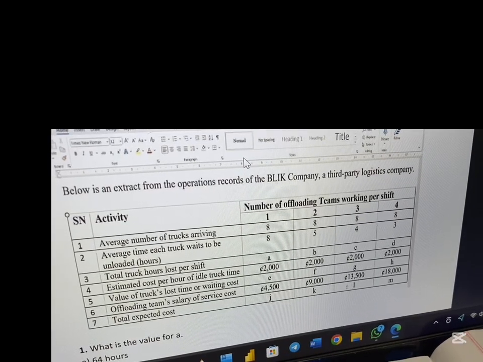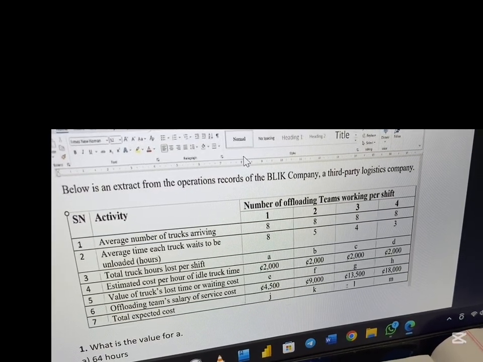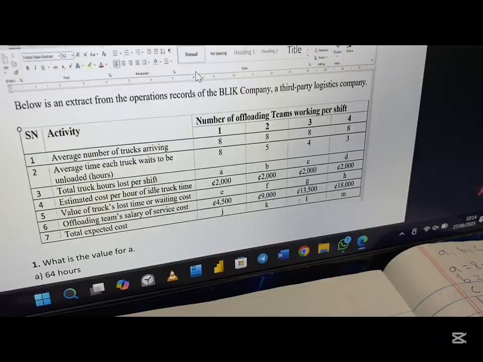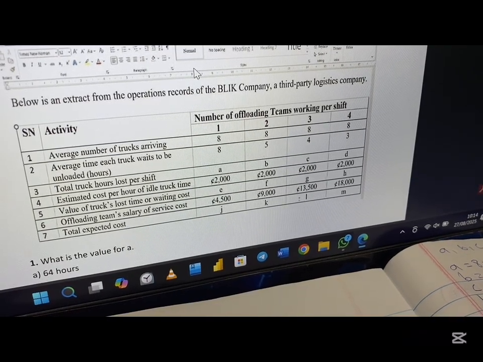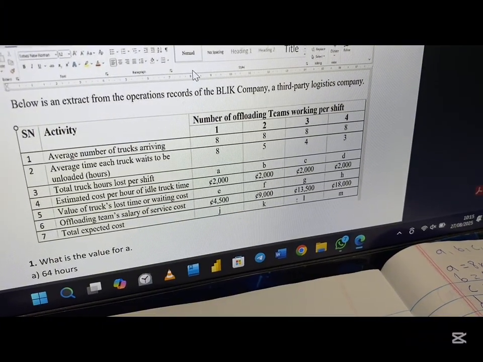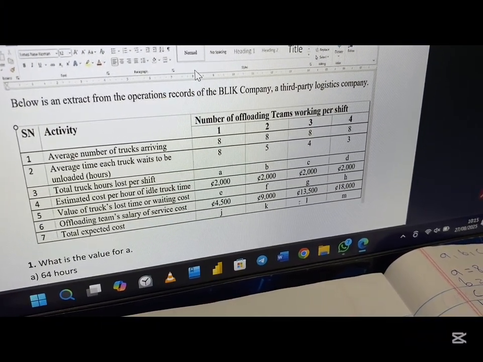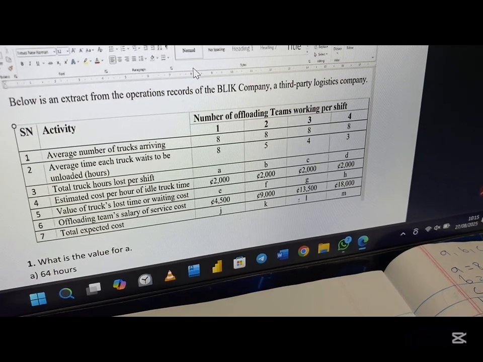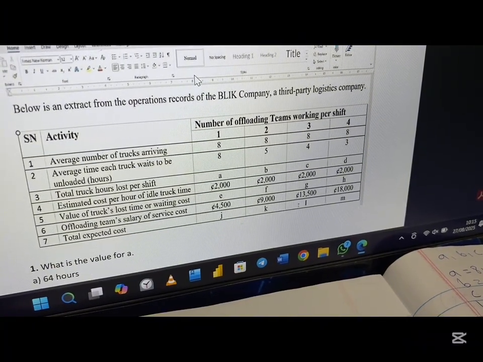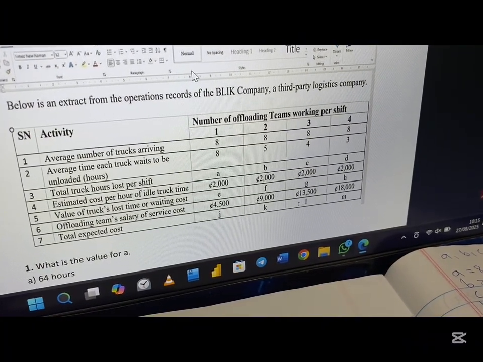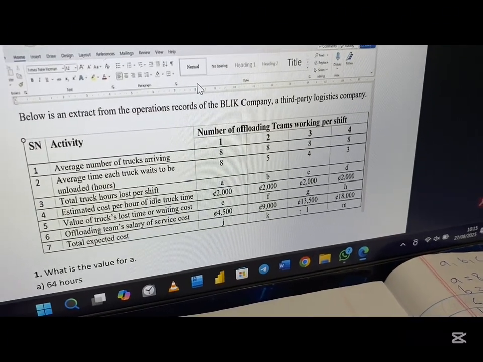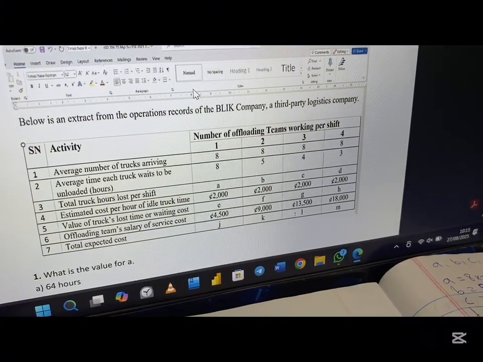And then we have the estimated cost per hour of idle truck time, and for every idle truck hour it costs 2,000. Then we have to calculate the value of trucks' lost time or waiting costs, which are the values E, F, G, H. Also the loading teams' salary or service cost: one team will cost 4,500, 2 teams will cost 9,000, 3 teams will cost 13,500, and 4 teams will cost 18,000. Then we are supposed to calculate the total expected cost, represented by values J, K, L, and M.